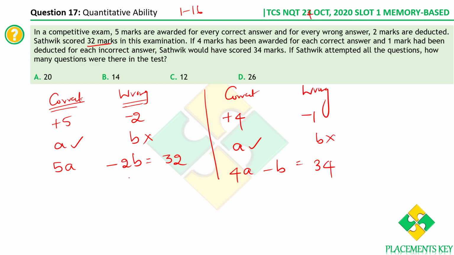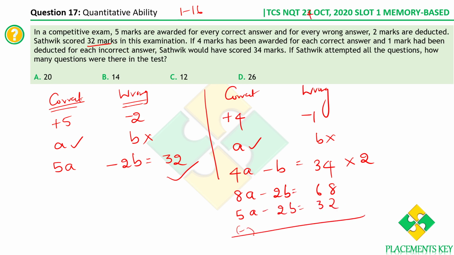So what shall we do? We have a -2b here, and you have -b here. So I'll multiply this by 2. What do we get? We get 8a minus 2b is equal to 68. And let's take the first equation, 5a minus 2b is equal to 32. Now let's subtract: minus into minus is plus, plus into minus is minus. So we get 3a is equal to, these get cancelled, 68 minus 32, which is 36. That implies the value of a is 12.